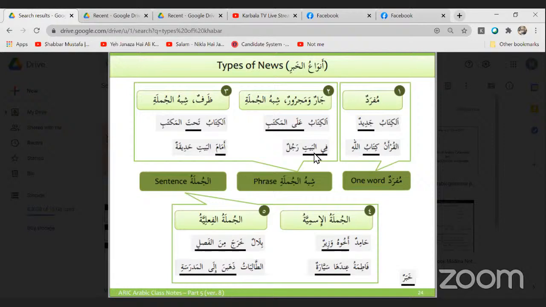So for example, if you had the word Fatima, you will say Fatimatu fil bayti. But if it was a boy is in the house, you say fil bayti waladun. Or fil bayti rajulun in this case.